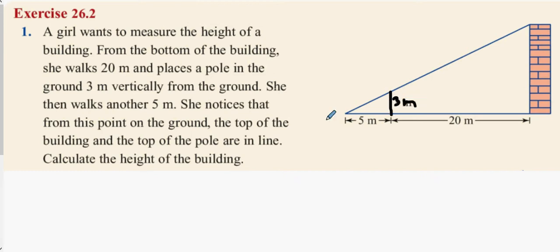She then walks another 5 meters. She notices that from this point of view, on the ground, the top of the building and the top of the pole are in line. Calculate the height of the building.